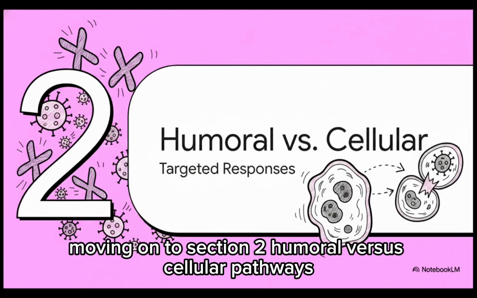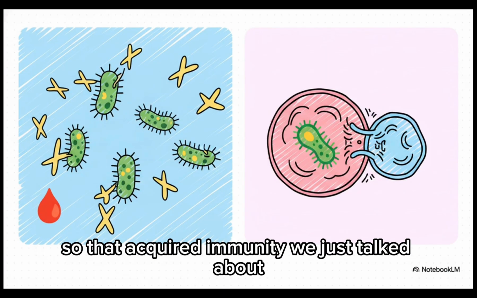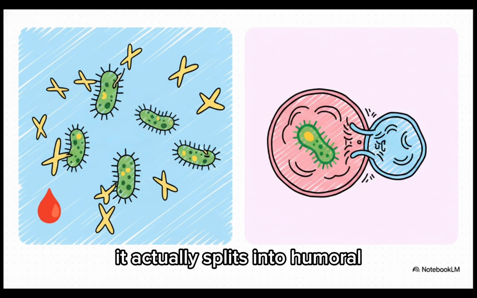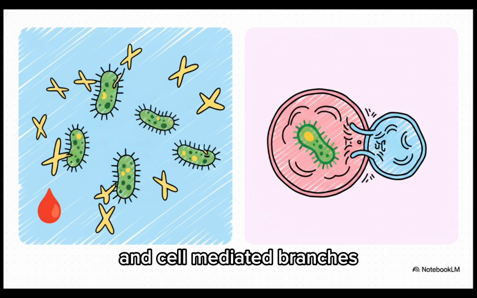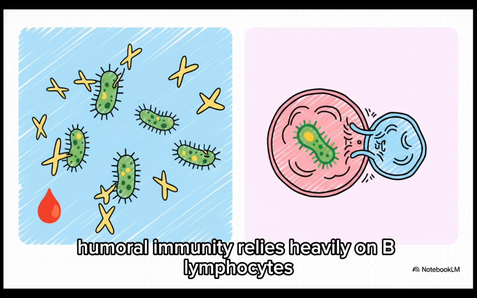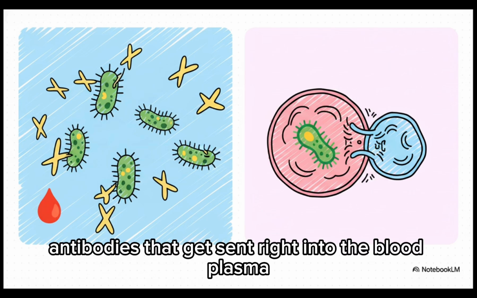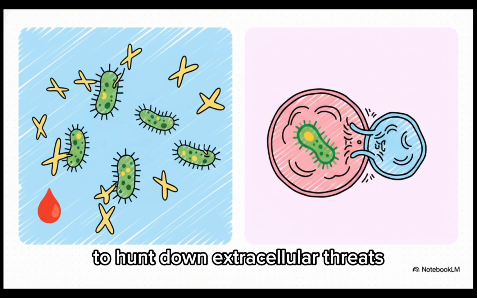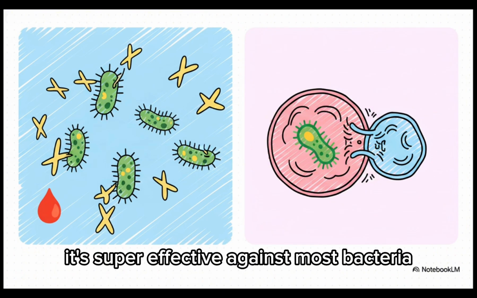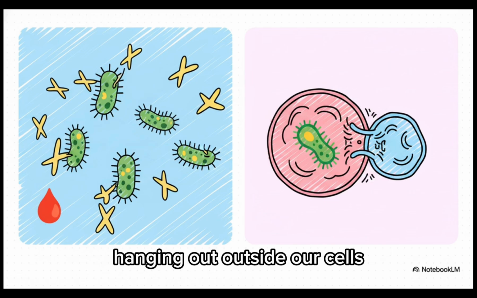Moving on to Section 2, humoral versus cellular pathways. So, that acquired immunity we just talked about, it actually splits into humoral and cell-mediated branches. Humoral immunity relies heavily on B lymphocytes. These guys churn out circulating globulin molecules, antibodies, that get sent right into the blood plasma to hunt down extracellular threats. It's super effective against most bacteria hanging out outside our cells.